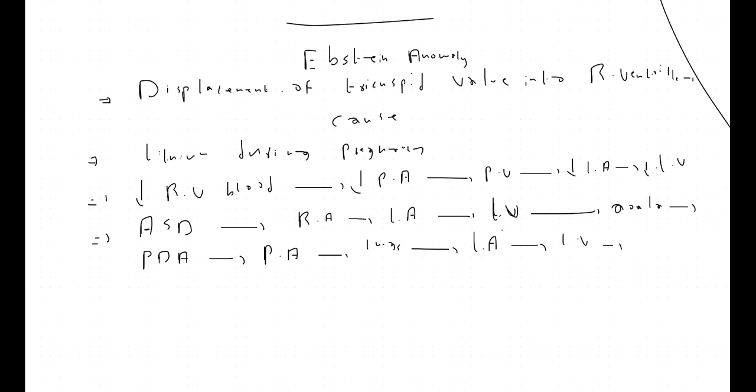So you will have to create the artificial ASD and the PDA to make it compatible with life. That's called Ebstein anomaly, which is actually a right to left shunt. So now we will discuss the disorders with left to right shunts.